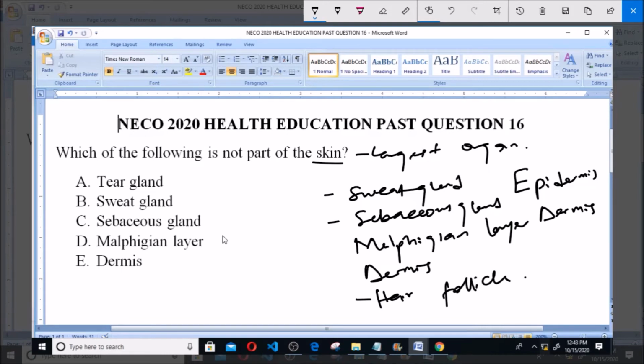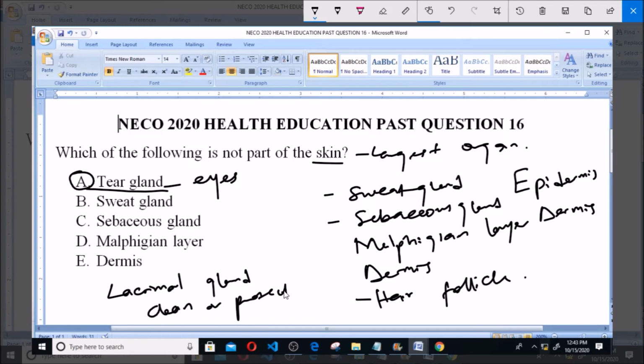But option A here says tear gland. Now, tear gland is not a component of the skin, or you cannot find tear gland in the skin. Tear gland is found in the eyes, and another name for tear gland is the lacrimal gland. Now, this tear gland helps to secrete a liquid fluid, which we call tears, that helps to clean or protect the eyes from impurities. It helps to remove impurities.